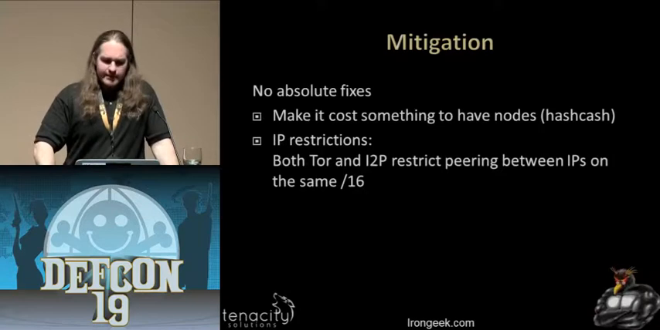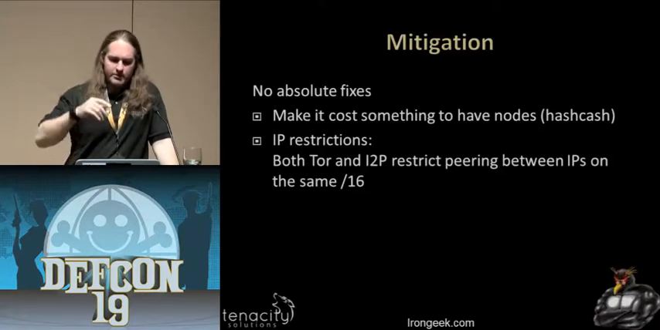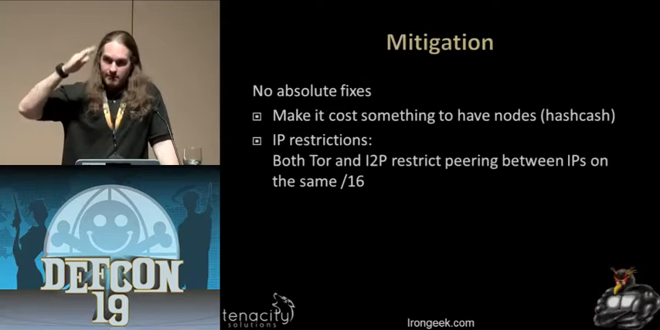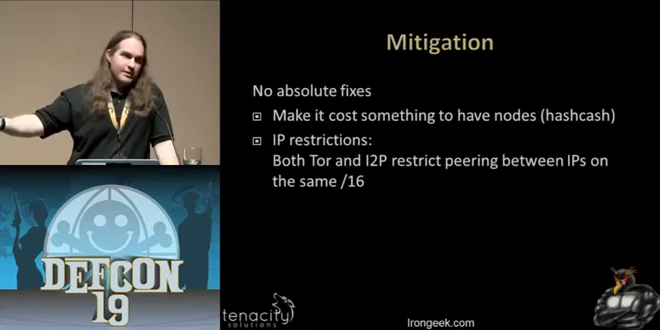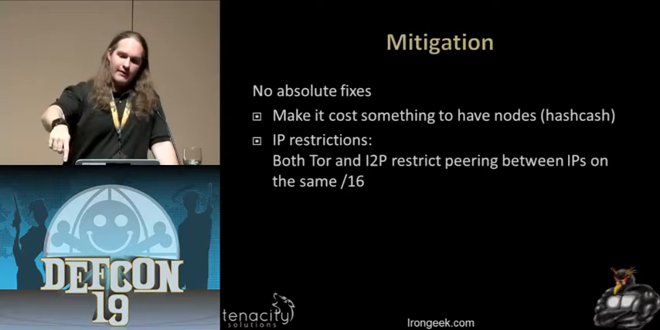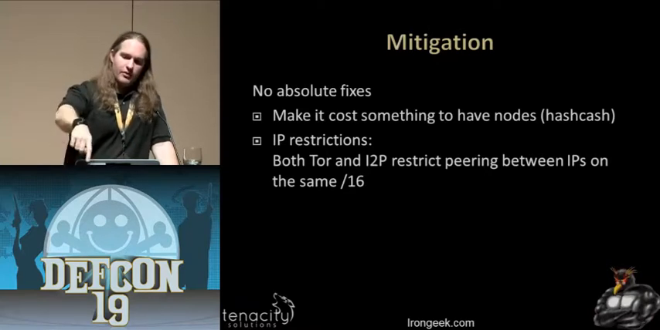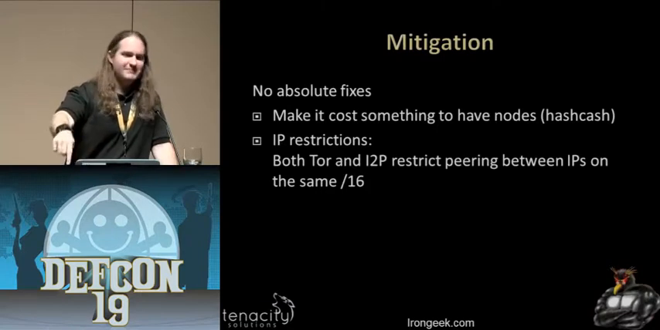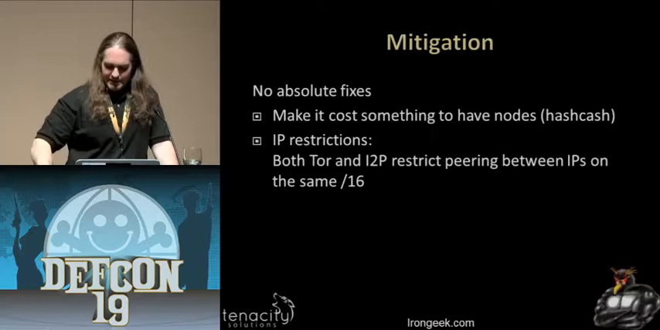Another mitigation that's out there, both Tor and I2P restrict peering between two nodes that are on the same /16 IP network. This is to keep you from hitting someplace and going, okay, you have a tunnel through this network, but all the IPs in your tunnel belong to the same ISP and they can look at all of it. That would not be so good for anonymity.